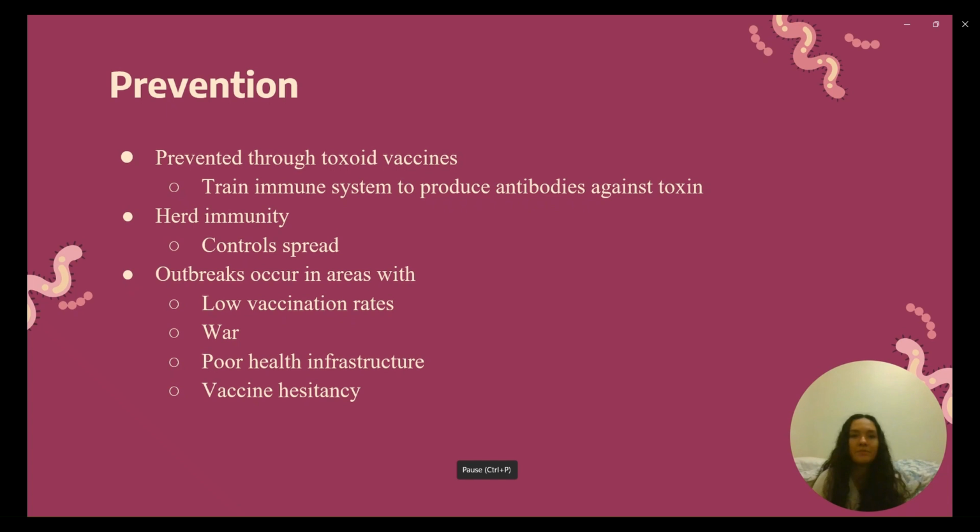Diphtheria is primarily prevented through the toxoid vaccines, which train the immune system to produce antibodies against the diphtheria toxin that causes damage to the cells of the respiratory system. Herd immunity is necessary to control the spread of diphtheria because it can easily spread in areas with low vaccination rates. Outbreaks occur in areas with low vaccination rates, which can be due to war, poor health infrastructure, or vaccine hesitancy.